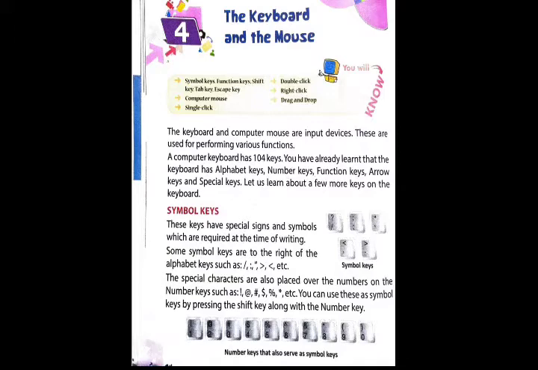First one is symbol keys. These keys have special signs and symbols which are required at the time of writing. Some symbol keys are to the right of the alphabet keys, such as slash, comma, colon, quote, greater than and less than, etc. You can see in this picture these are symbol keys. It has special signs printed on the keys. The special characters are also placed over the numbers on the number keys, such as exclamation mark, @, hashtag, dollar sign, percentage sign and asterisk, etc.